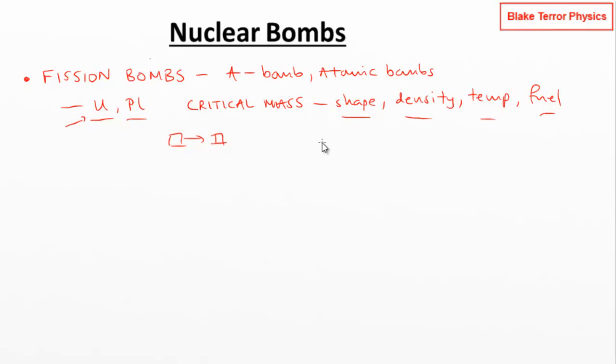Or you might go for one piece of subcritical material surrounded by explosives. You set off these explosives, and then that will compress the material that you've got. That then achieves critical mass, and then we're off on our chain reaction.